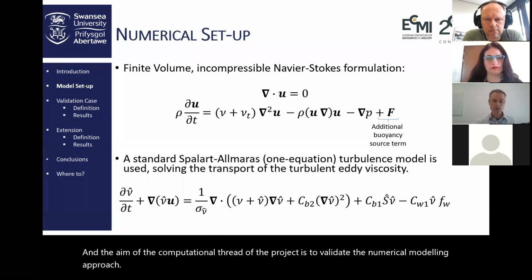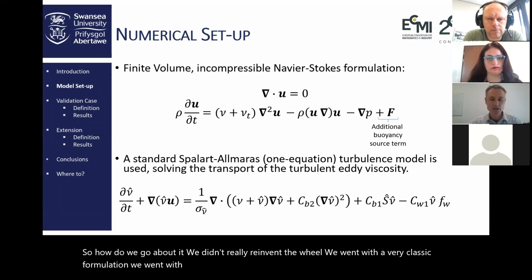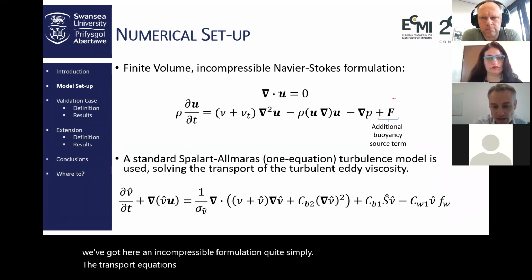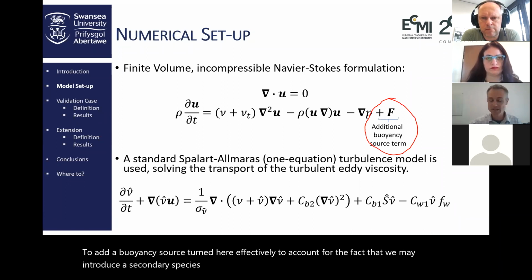So how did we go about it? Well, we didn't really reinvent the wheel. We went with a very classic formulation. We went with the finite volume method using the Navier-Stokes formulation. We've got here an incompressible formulation, quite simply. The transport equations were modified a little bit to add a buoyancy source term, effectively to account for the fact that we may introduce a secondary species of different density into the transport. I'll present that in the next couple of slides.